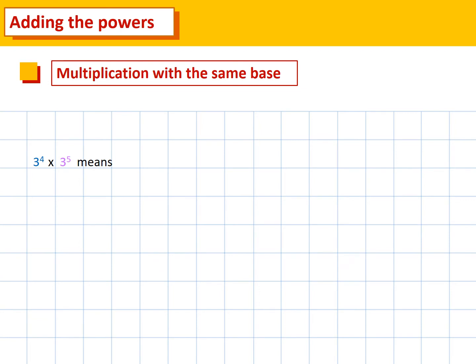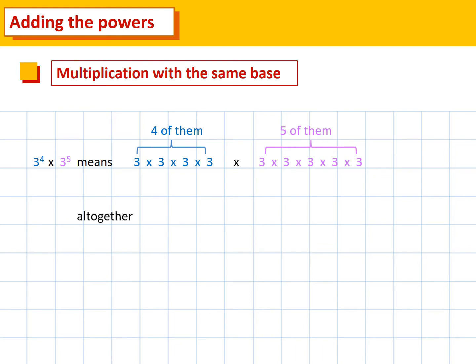Okay, that's what we're multiplying. 3 to the power of 4, and that means 3 times 3 times 3 times 3, 4 of them in a string. We're multiplying that by 3 to the 5, which is 5 3s multiplied together in a string. Altogether, how many 3s can you see in the string? Obviously 9 of them, so that would make 3 to the power of 9.